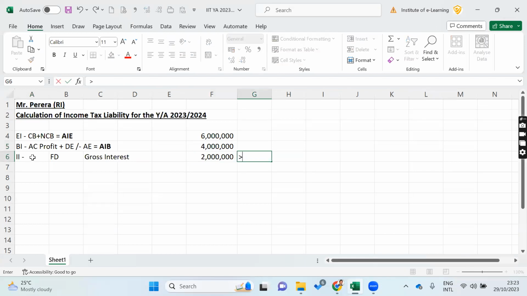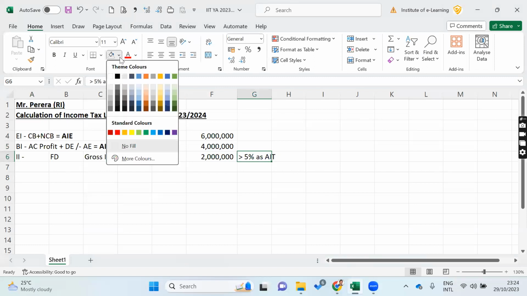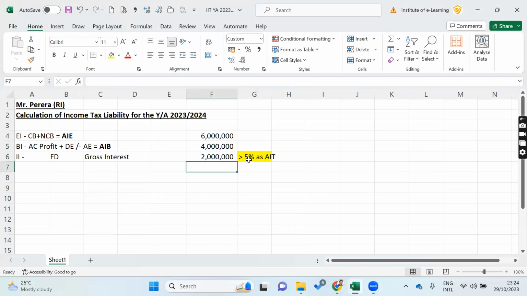Then here definitely, as per the latest law amendments, the bank will deduct 5% as advance income tax. You can take this as a tax credit. We'll take it at the end. So therefore I will put a color on this, because we have to consider it again at the end. I am putting that mark because we need to consider it again at the end.